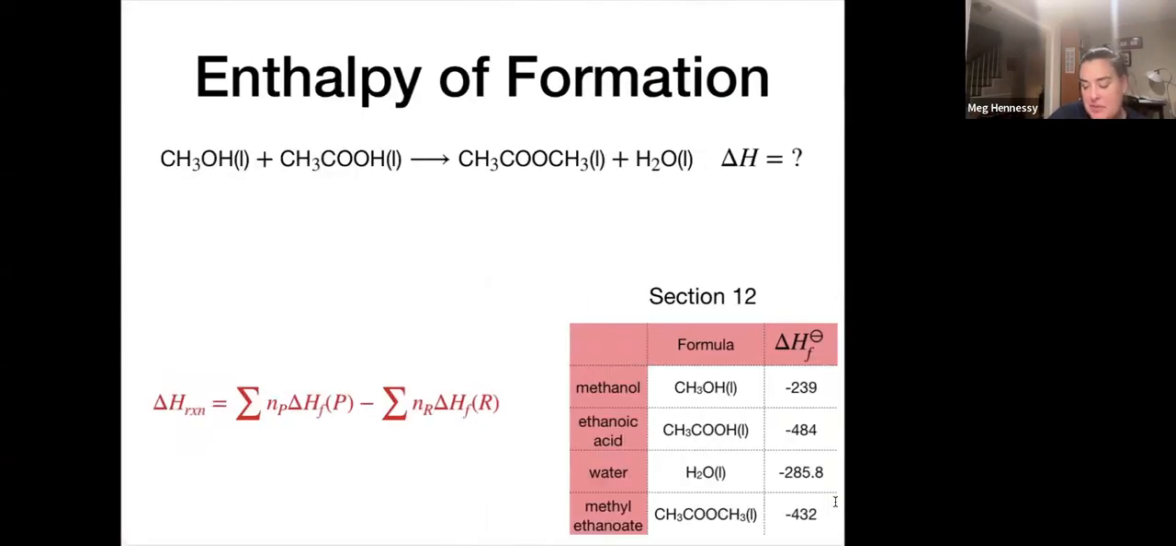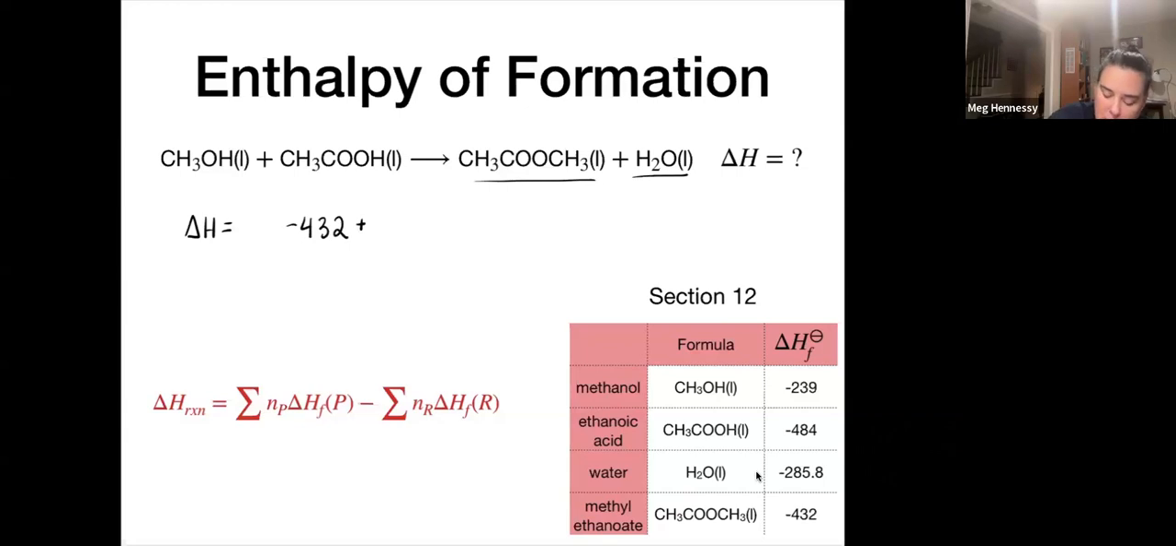And so I had in mind this esterification reaction. I chose it largely because you can see that there are liquids, so we don't have to worry about things being in the gas phase. That's not part of the definition of this technique. And so if I wanted to calculate the delta H of this reaction, it's just going to be equal to the delta H of formation of the products. So I'm going to find methyl ethanoate. It's minus 432. And I'm going to add to that the enthalpy of formation of liquid water.